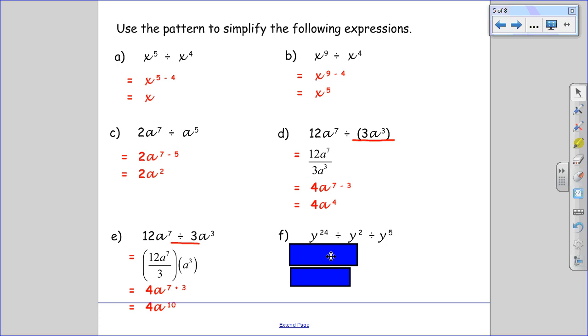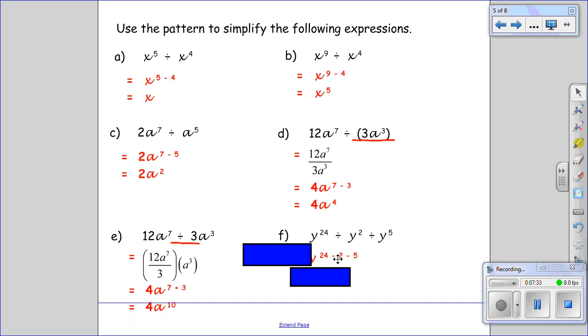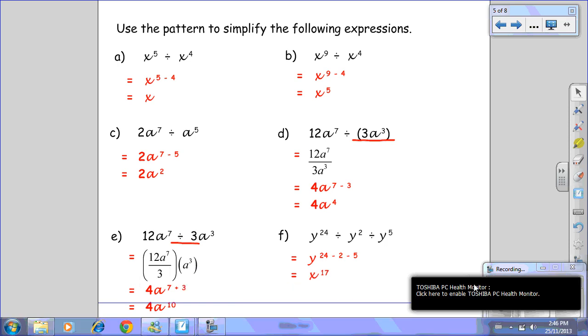Y to the 24 divided by y squared divided by y to the 5. Again, simply subtract. BEDMAS tells me to do it in the order it occurs, so I do 24 take away 2 to get 22, but then I simply do subtract 5, and I end up with y to the 17.